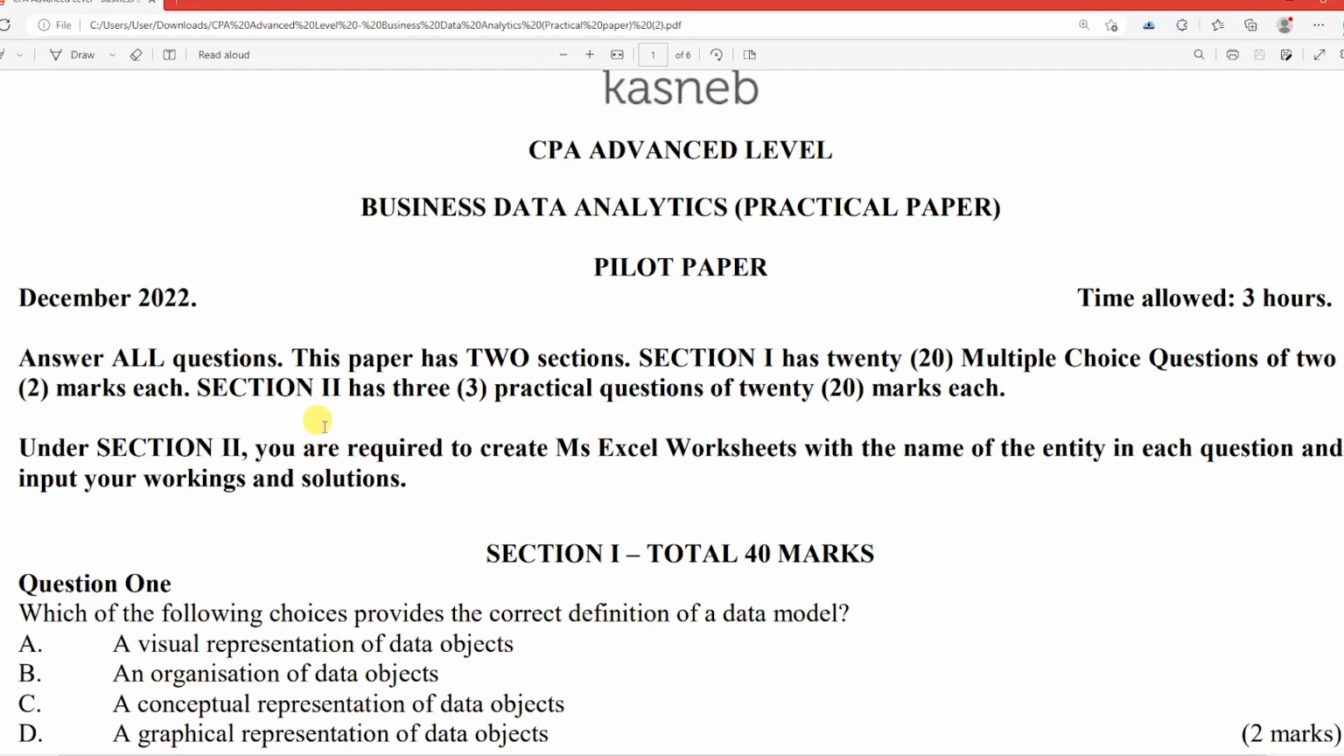The instructions read as follows. Answer all questions. This paper has two sections. Section 1 has 20 multiple choice questions of 2 marks each. Section 2 has 3 practical questions of 20 marks each. Under Section 2, you are required to create Microsoft Excel worksheets with the name of the entity in each question and input your workings and solutions.